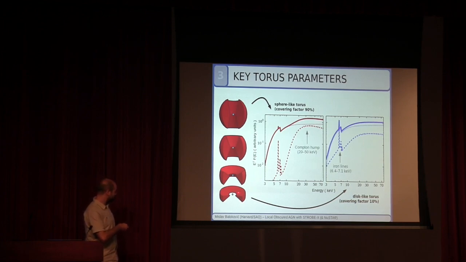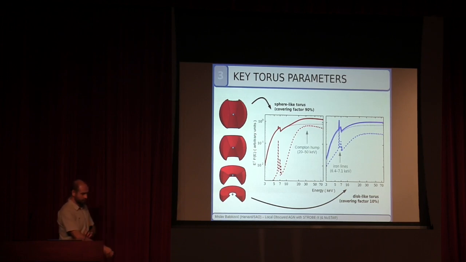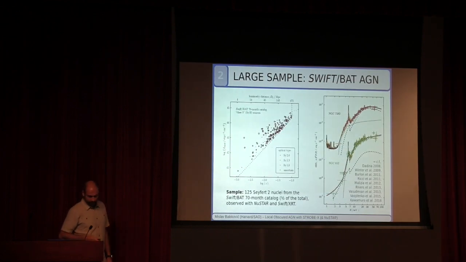In this blue example over there, on the right side, we have a torus with a small covering factor of 10% or so. And you can see that it has a much flatter Compton hump, it has stronger iron lines, and if you have sufficient signal to noise in this hard X-ray band, you're able to distinguish the geometry. That's the idea behind what I'll be talking about, and what I think we can do well with STROBE-X.